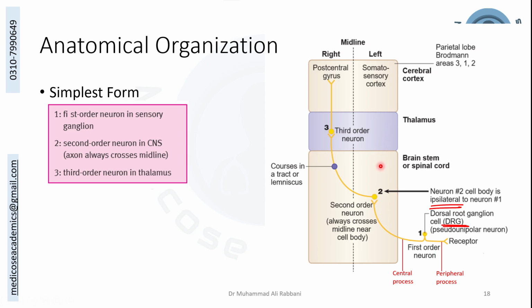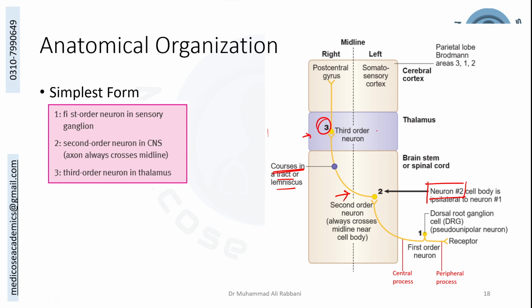Now, let's talk about the second order neuron. The second order neuron is a cell that is present on the ipsilateral side of the receptor. In some tracts it is in the spinal cord, in others it is present as high up as the medulla oblongata. And this second order neuron always crosses the midline. As soon as the axon exits from the second order neuron, it crosses the midline, and after crossing it moves up. You will see there are tracts or lemniscus, we will discuss them shortly. It moves up on the opposite side and ends by synapsing with the third order neuron.